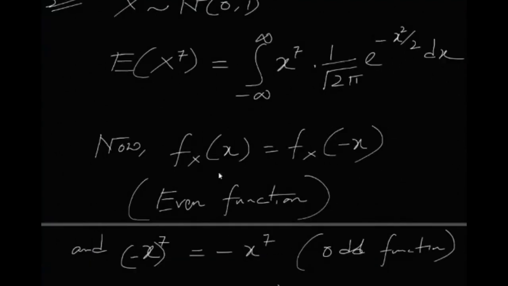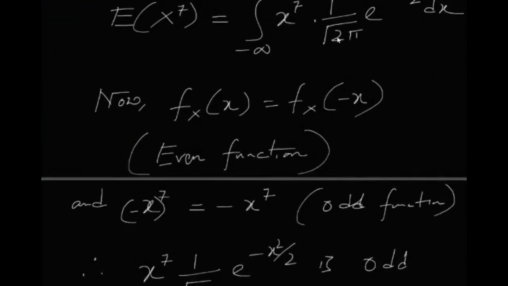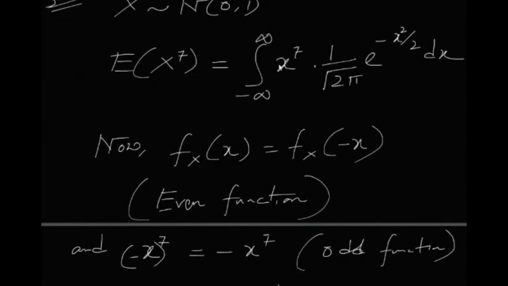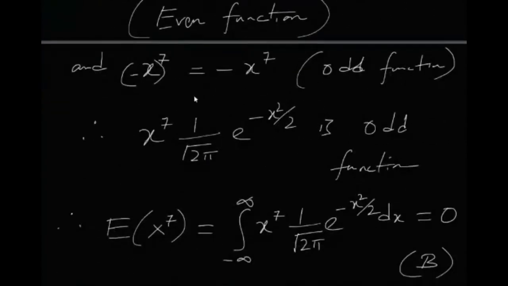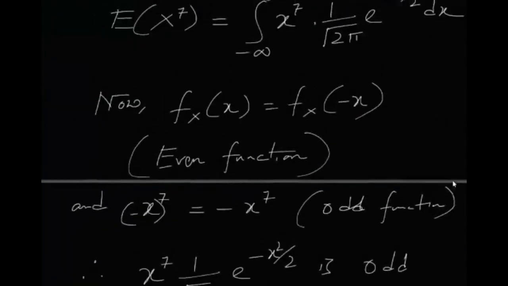It's an even function, and this function x to the power 7 is an odd function, because minus x whole to the power 7 is minus of x to the power 7, right? So this one is an odd function, and this is an even function. So the product is an odd function, and therefore the expectation of this thing is actually 0, right? Or we can also see there is a theorem.